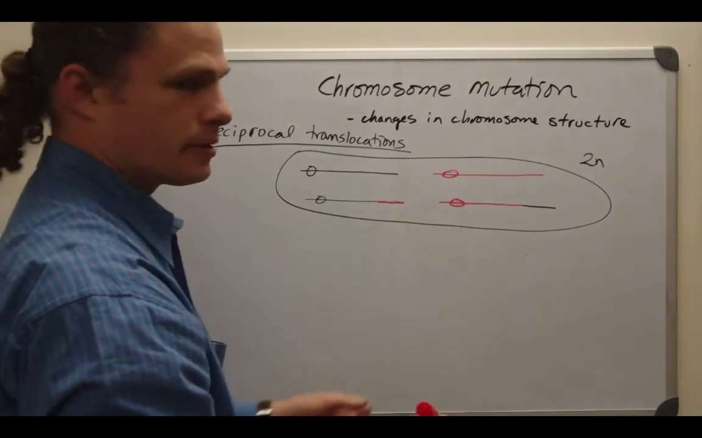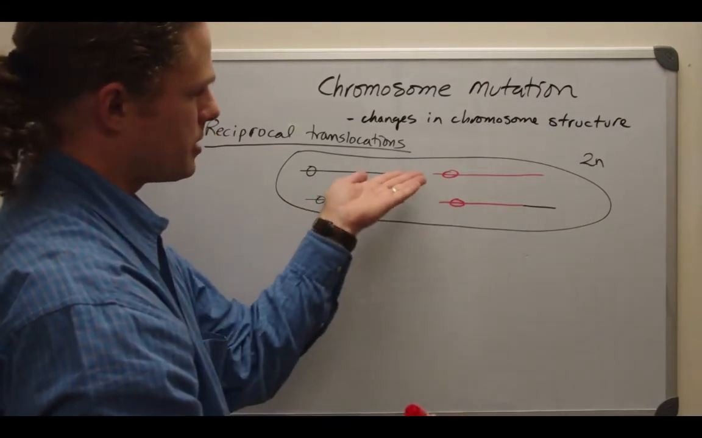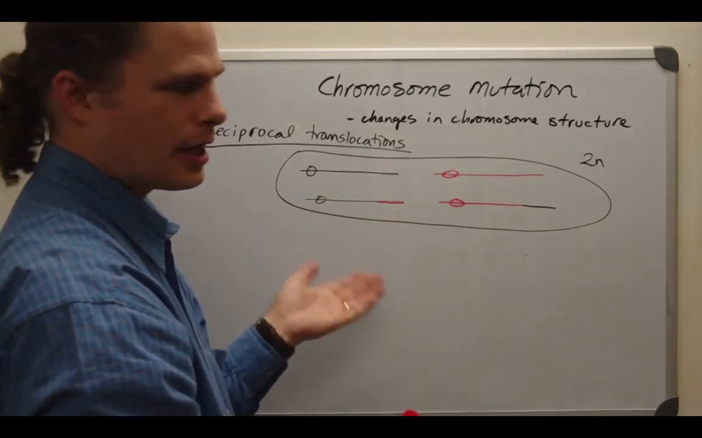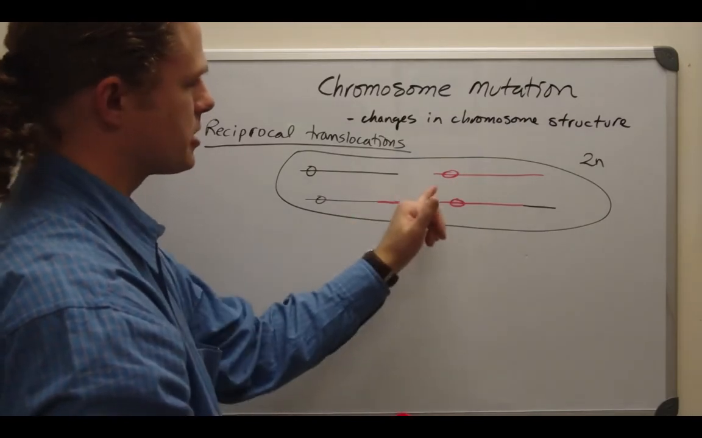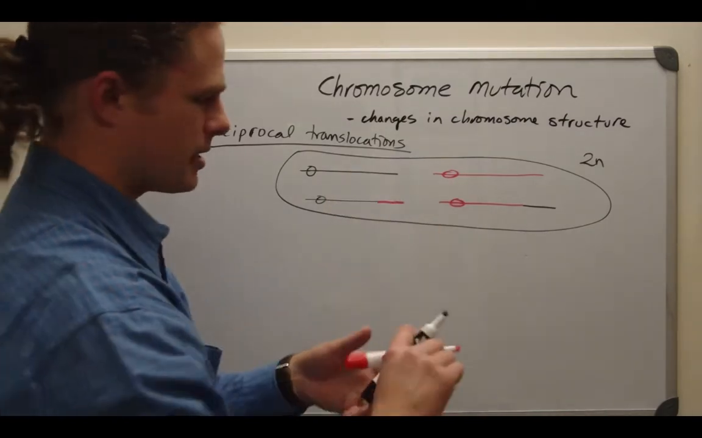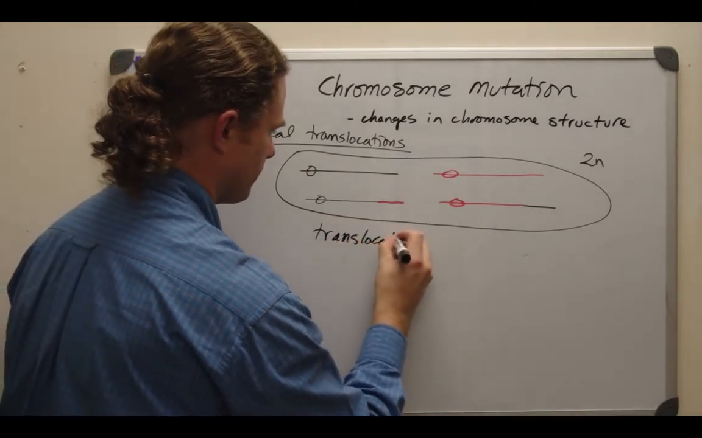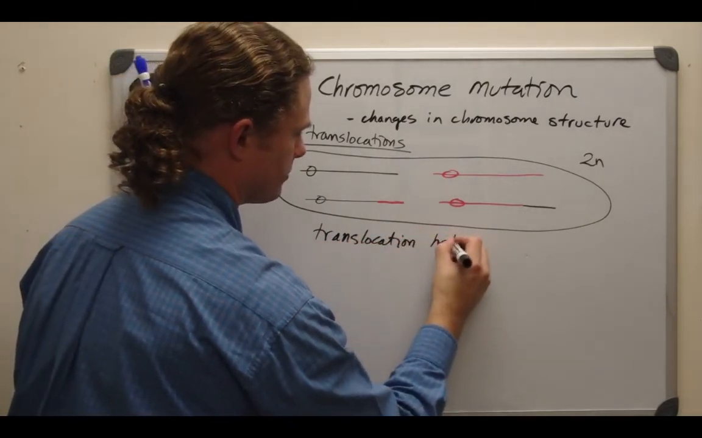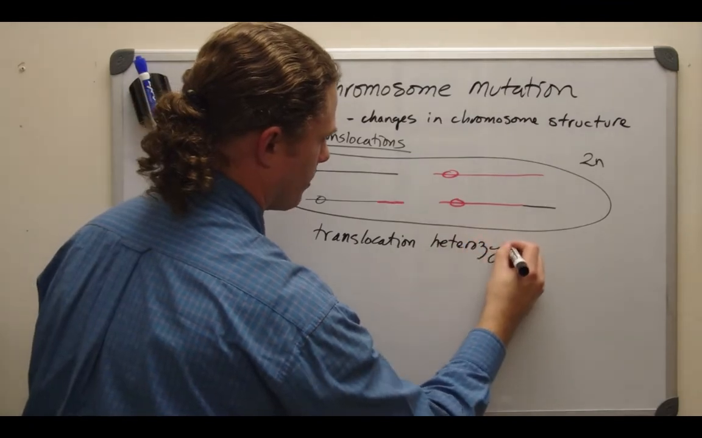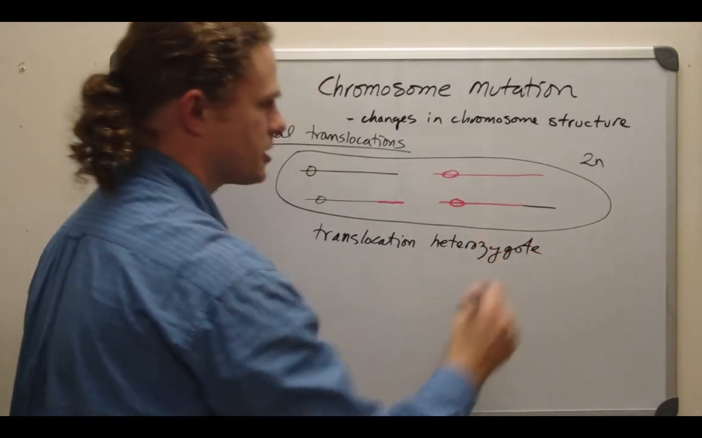Now what we'll do in the next little segment is we'll ask, well, what happens when this undergoes synapsis and meiosis? What does synapsis look like in an organism that is now a translocation heterozygote? And we'll tackle that in the next segment.